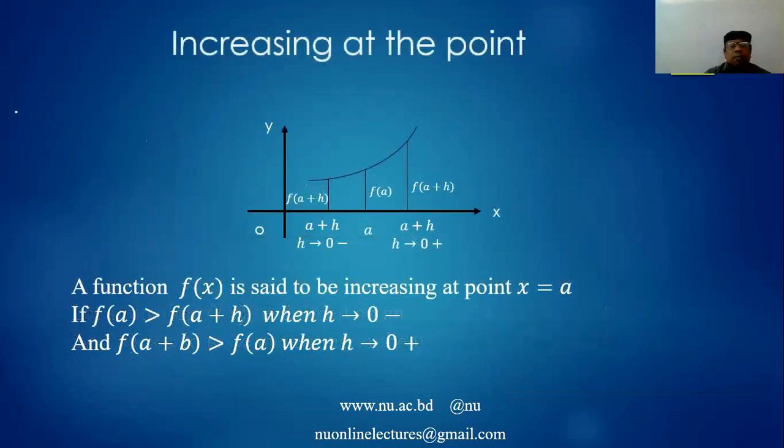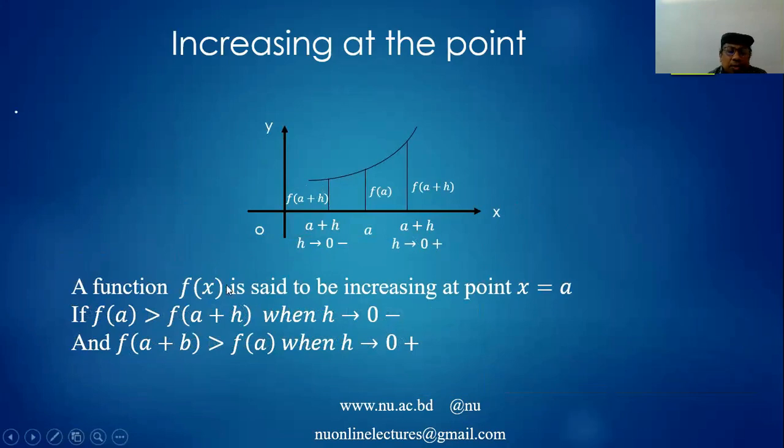Now decreasing, increasing at the point. Look, this is the points. So here a, and here a plus h is, a plus h but h tends to 0, negative for the left, and h tends to 0, positive for the right. This is the curve here. f of a plus h is here, f of a plus h, and the middle is f of a.